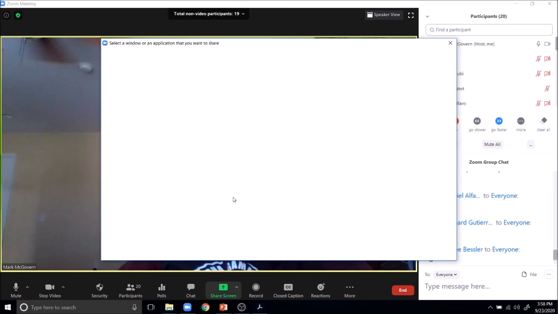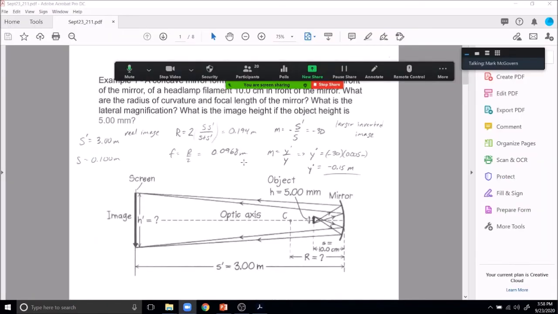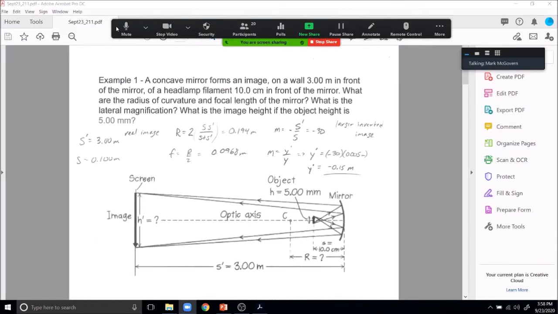Screen share is gone. All right, here we go. What are we told here? How do we attach these numbers to quantities in our equation? The 3 meters in front of the mirror is the image distance, that's your S prime. The actual object was placed 10 centimeters in front of the mirror. That's 0.1. So I have my S and my S prime.